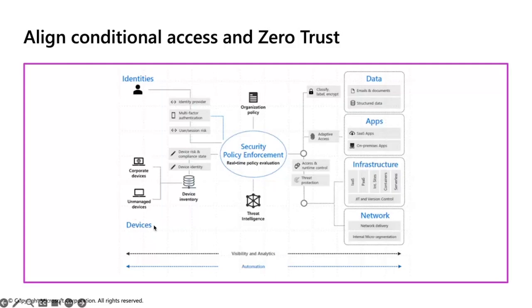So any identity, any device trying to access data, applications, infrastructure, network. Conditional access fits here. This will be sitting here in security policy enforcement. Using conditional access, we can implement this, and we can grant access only when a proper verification, a proper policy enforcement is there. So conditional access is tightly aligned to the zero trust approach that we follow.